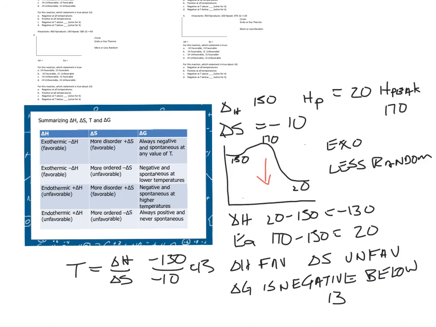So this is how to use this chart to answer these problems. I think you will end up with one from each row here with these 4 problems, so it covers all the possibilities.